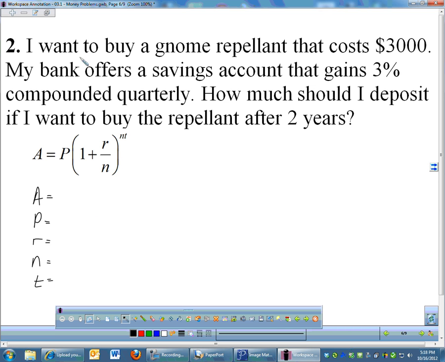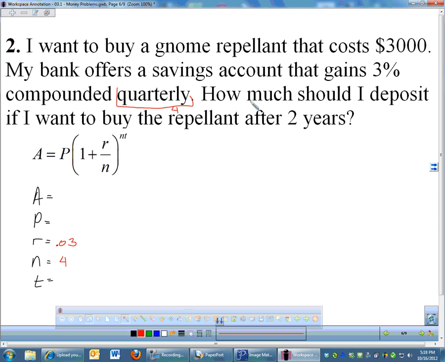So let's read the problem. I want something that costs $3,000. So I want $3,000. That's the desired amount. It doesn't say I'm starting with $3,000. It says I want $3,000. So $3,000 is going to actually end up being A. I'm going to fill that in at the end, though. My bank gives me an interest rate of 3%, so that's going to be 0.03 for R. Compounded quarterly. Now, quarterly is going to be 4 times a year. So N is going to be 4.